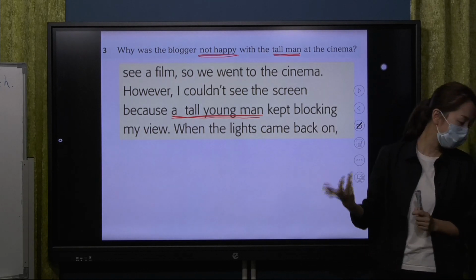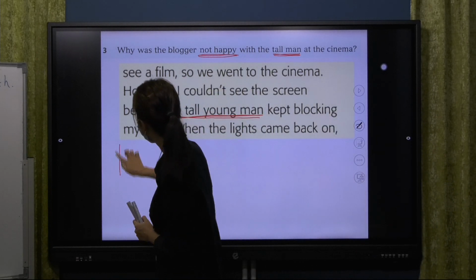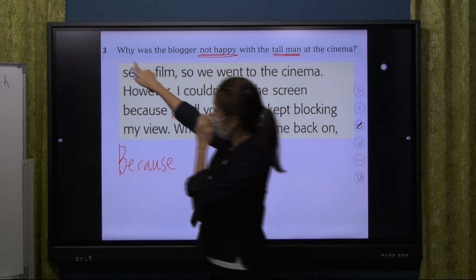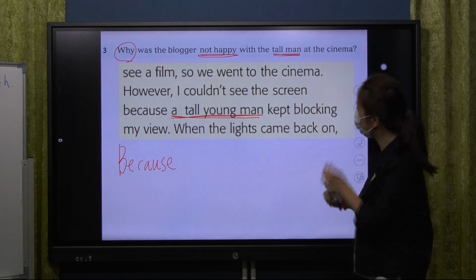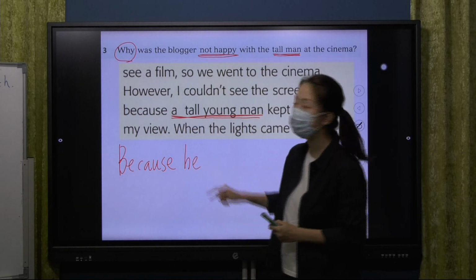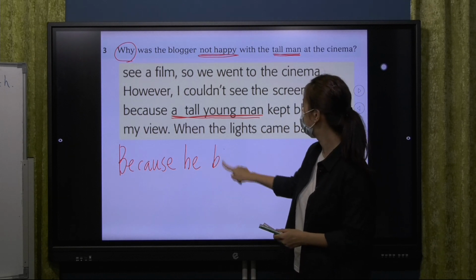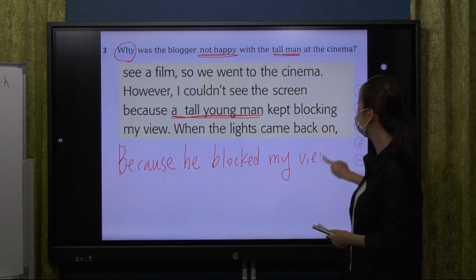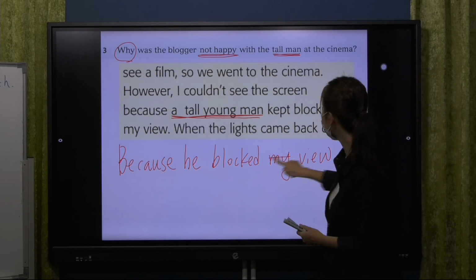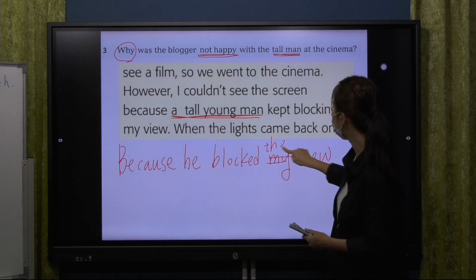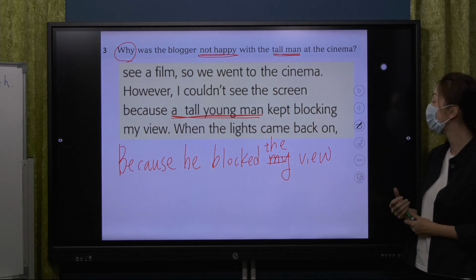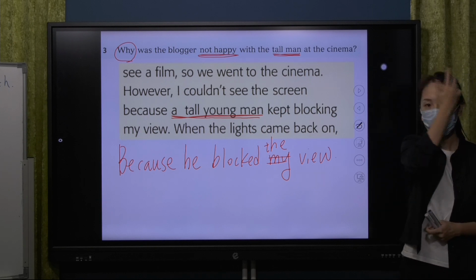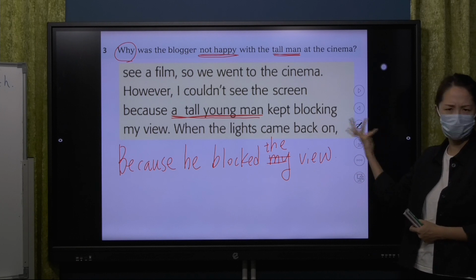But if you understand the meaning, firstly, you should be answering because. Okay, write down because, since it asked why, right? So because he, or the young man, okay, what did he do? Blocked my view. Okay, he blocked the view, okay, I cannot see the movie, okay, so this one you might write by yourself, okay, and also you can copy the whole sentence, okay.